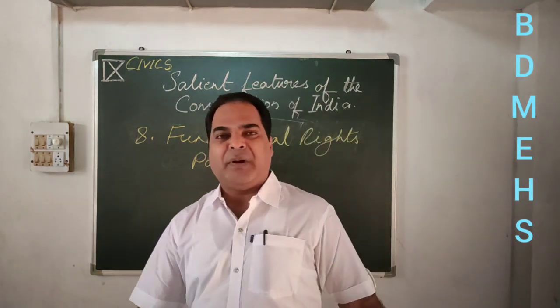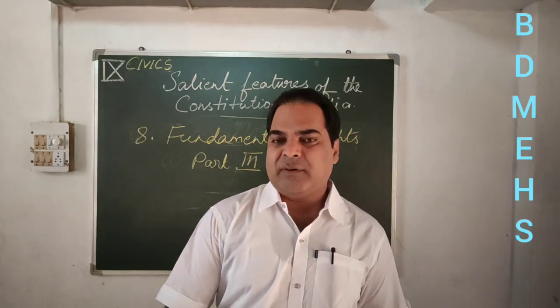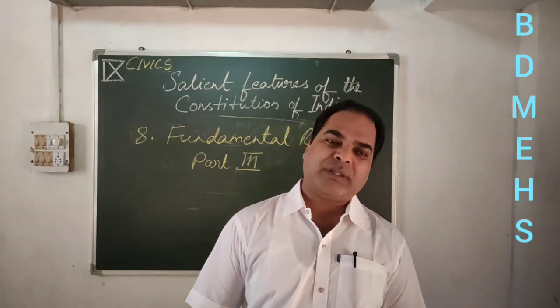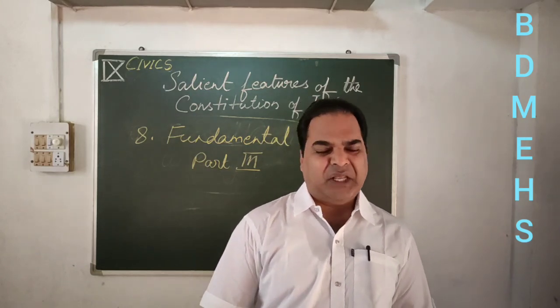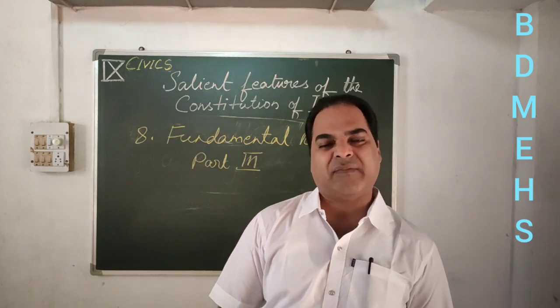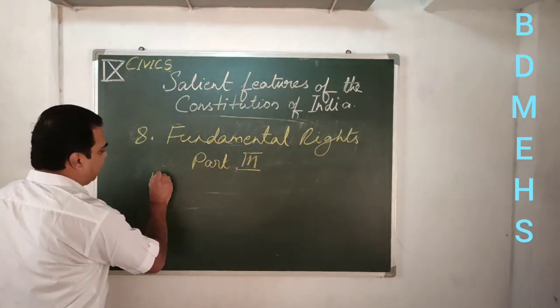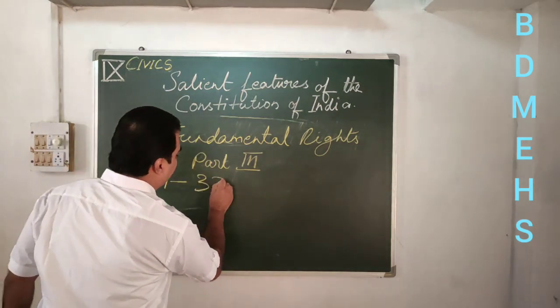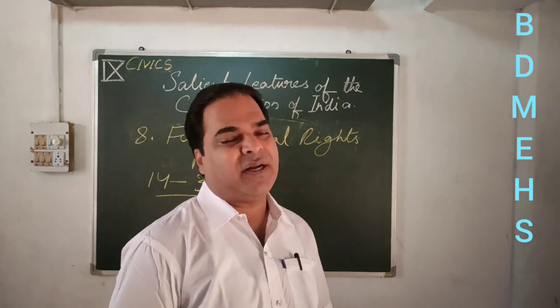So what is fundamental right? You know that fundamental right is a basic right which is given to each and every citizen of the country so that they can lead their life properly. There cannot be any discrimination. So each and every article's rights are mentioned in the fundamental right. It starts from article number 14 to 32. So article number 14 to 32 deals with fundamental rights.